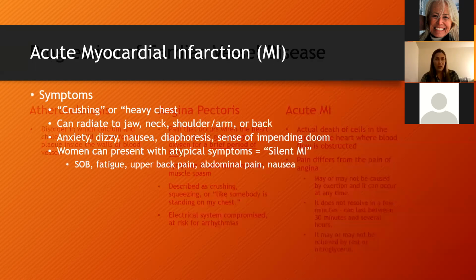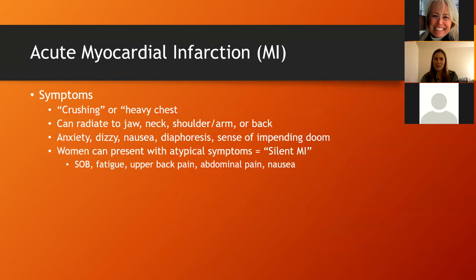With the acute myocardial infarction, most times people again describe it as a crushing chest feeling, heavy chest, someone sitting on my chest. It can also radiate up into the jaw, the neck, typically the left arm or shoulder, sometimes to the back. You may feel or look anxious. They may say they're dizzy, nauseous. They may be diaphoretic, often have this sense of impending doom.